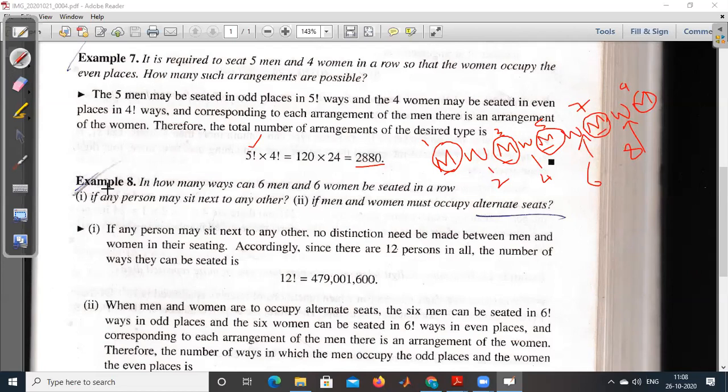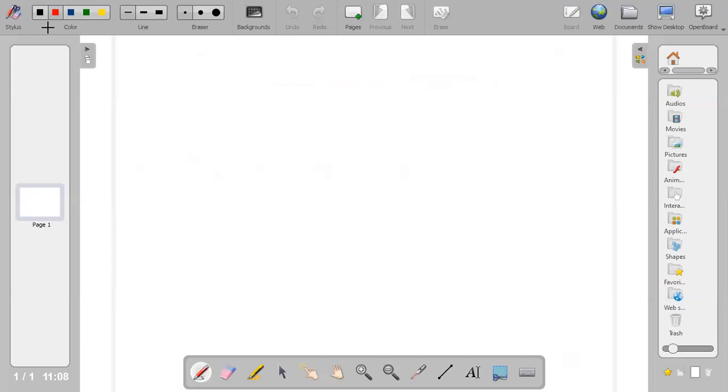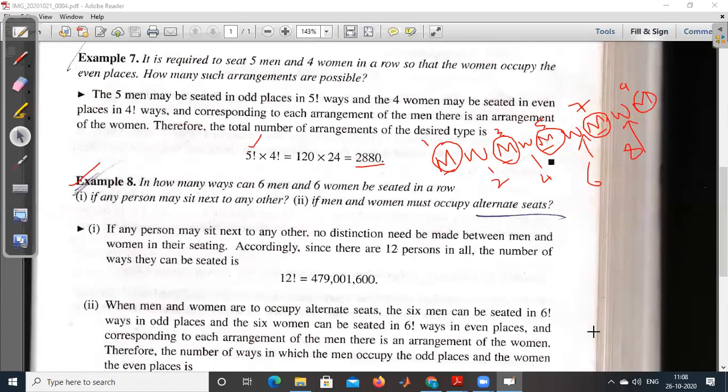Okay, students, next one. See, how many ways can 6 men and 6 women be seated in a row? How many ways?